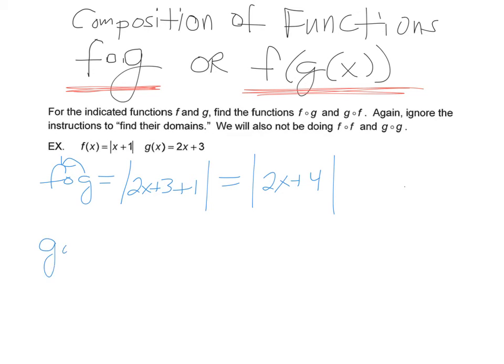Now going the other way around, g of f, the one on the right always goes into the one on the left. So absolute value in everything goes into the g function where we see an x. That will be 2, absolute value of x plus 1, and then plus 3. You just have to leave it there. You can't distribute the 2 into absolute value bars.